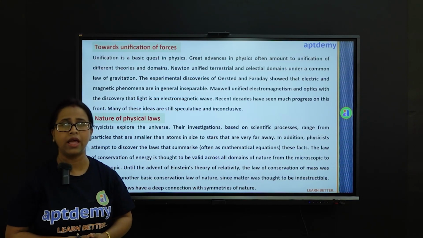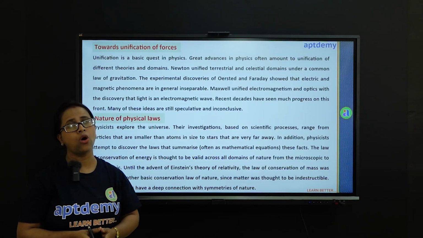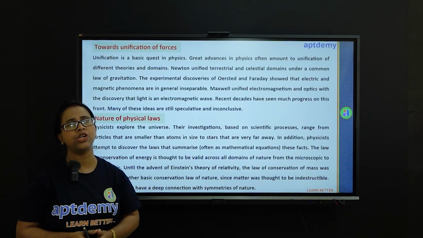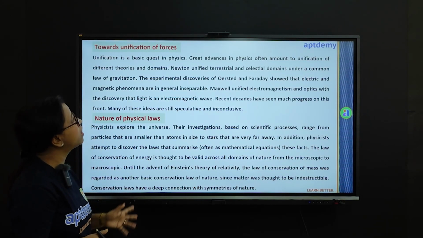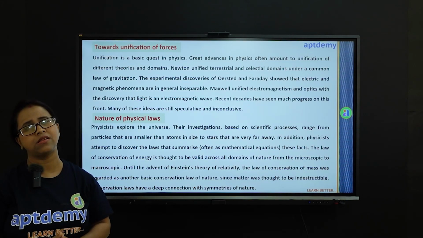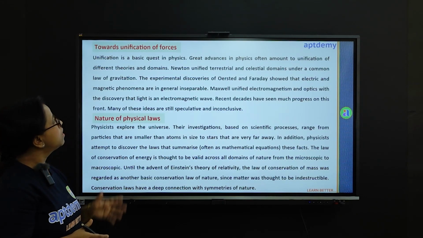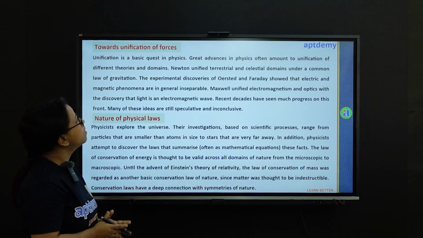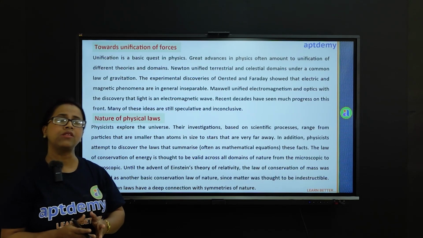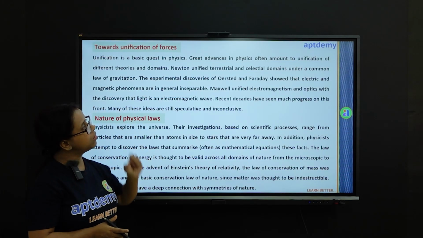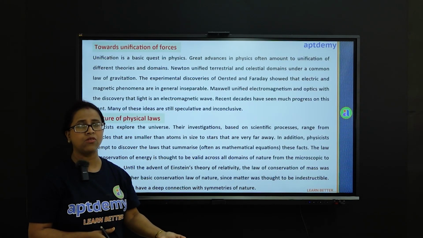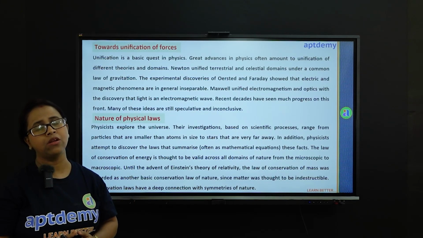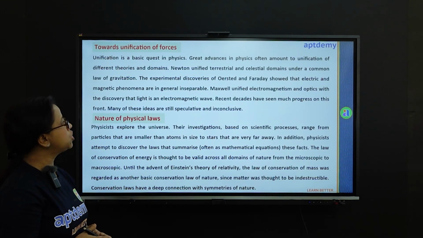Now, coming towards the end, we shall talk about unification of forces. Unification is a basic quest in physics. Great advances in physics have been made due to this unification of different domains and theories. In fact, it was Newton who unified the terrestrial as well as the celestial objects with the help of his common universal law of gravitation.